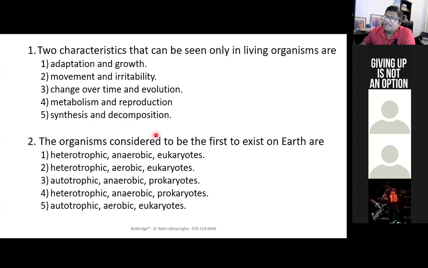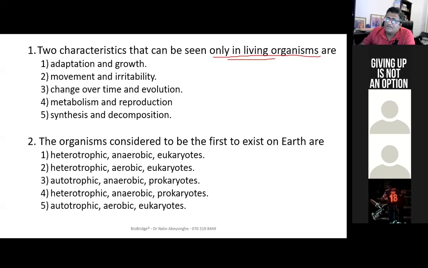Two characteristics that can be seen only in living organisms. So two characteristics should be mentioned in one stem. Right? So you can see all five each have two characteristics each. So what are those? Can be seen only in living organisms.